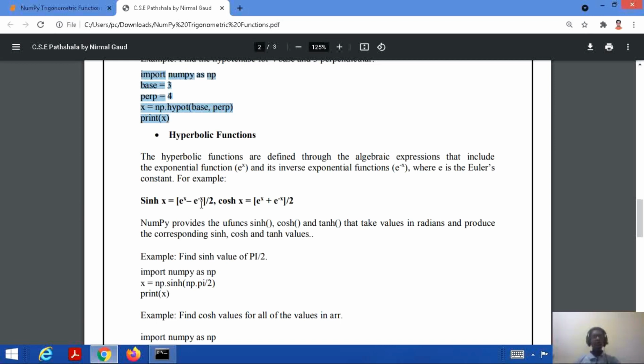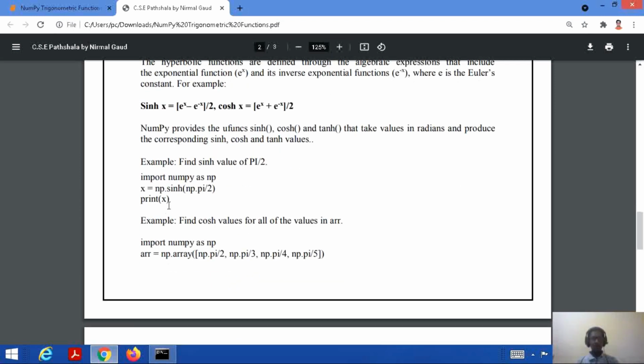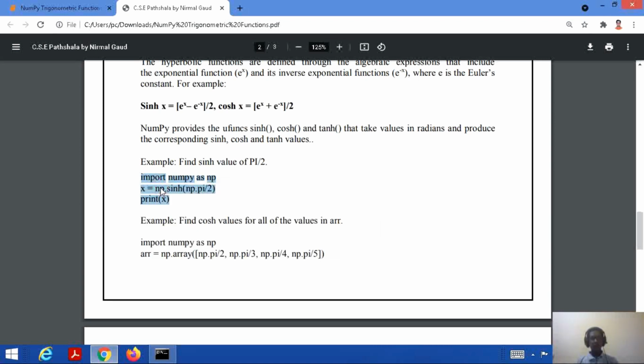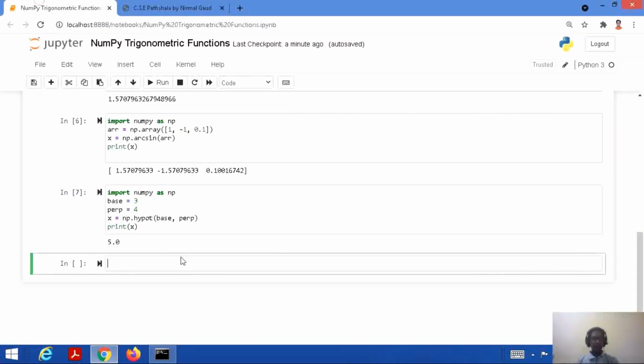Okay, so somehow they are similar to the trigonometric functions, but yes, they are defined in terms of algebraic expressions. Okay, so NumPy also provides universal functions like sine hyperbolic, cos hyperbolic, tan hyperbolic, which take the values in radians and produce the corresponding results for them. Okay, so let's consider a code and then we will understand how it performs the function. We need to calculate the sine hyperbolic value of pi by 2. So here it is.